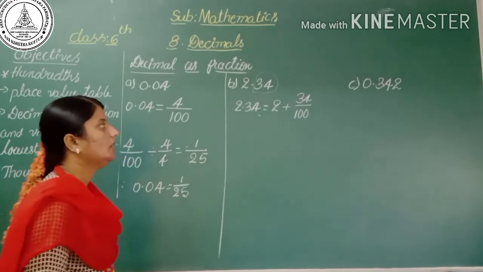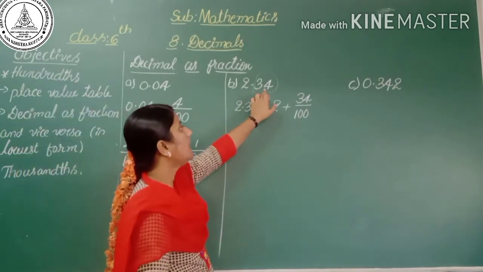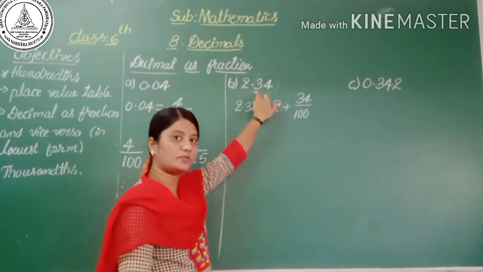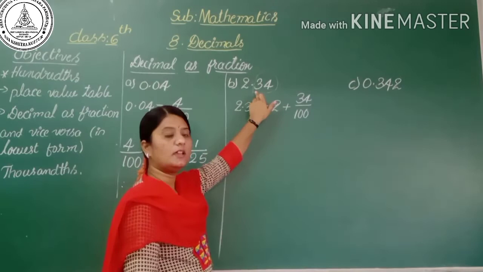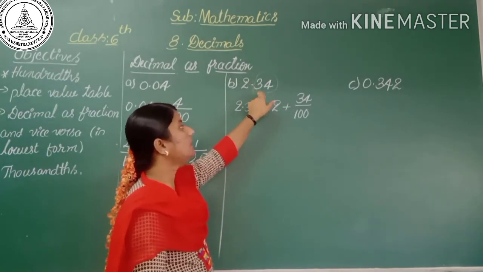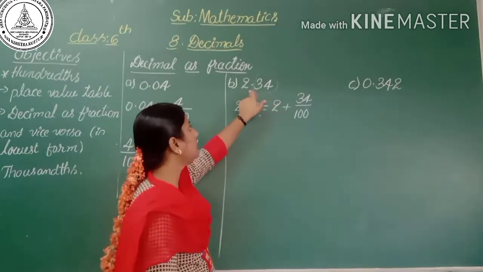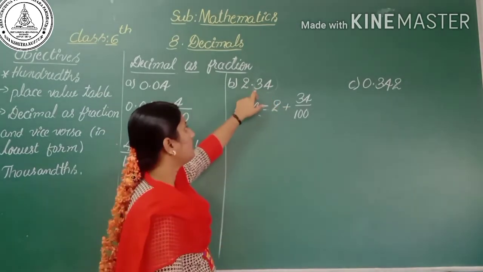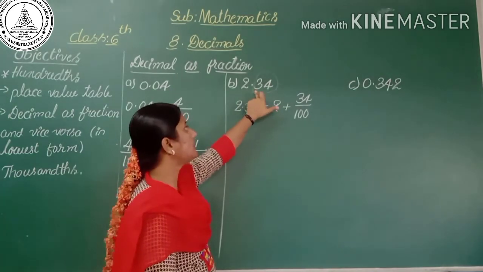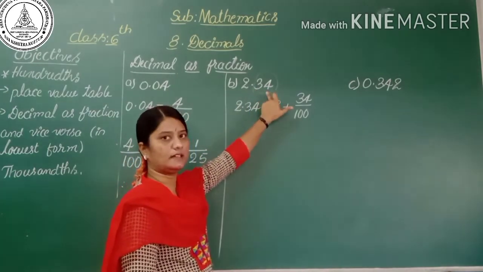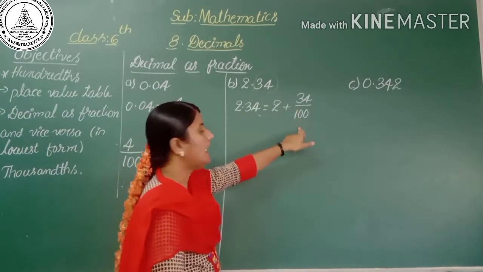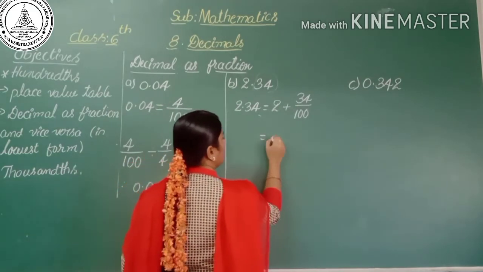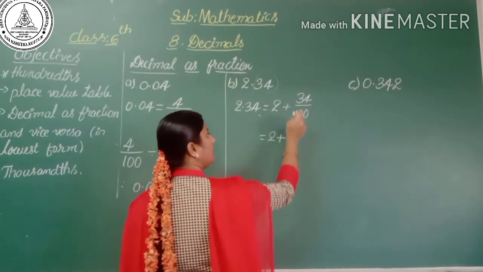34 hundredths. Okay. So here the lowest place is hundredths, right? The greatest place value is tenths. We know that after the decimal point the place values decrease. So here the greater place value is tenths, and 4 is in the hundredths. So we can write it as 34 hundredths. Okay? Yes. Now you can write here 2 plus 34 by 100.